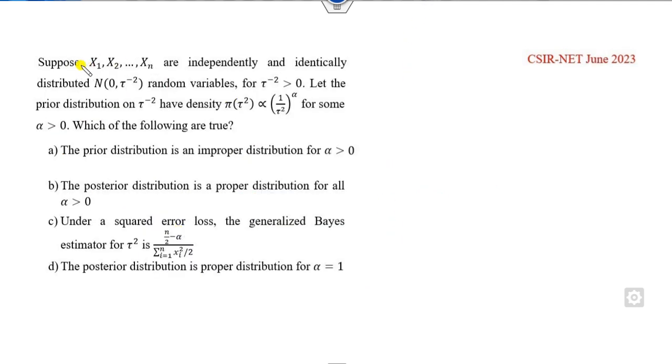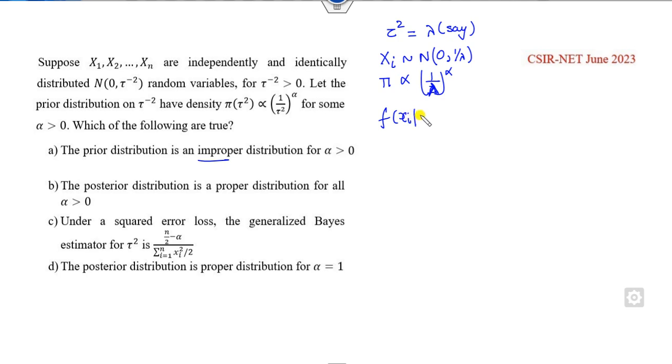Okay, look at this one. The Xi's are normal distributions with the mean here and variance 1 by gamma. You have to find the posterior, and here the prior is improper. For easy calculation I can take this number as lambda, so that I can rewrite this. So Xi follows a normal distribution with parameters 0 and 1 over lambda. The prior distribution is 1 over lambda raised to power alpha. So firstly we can define this probability.